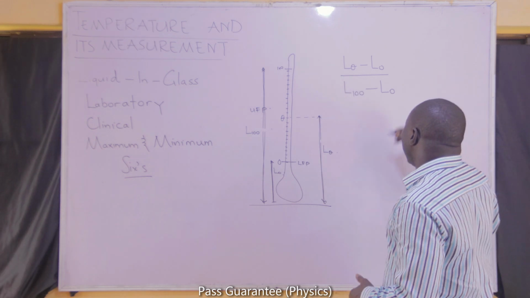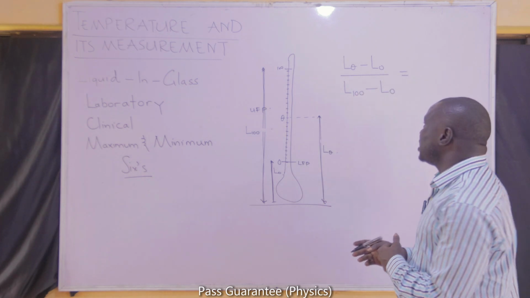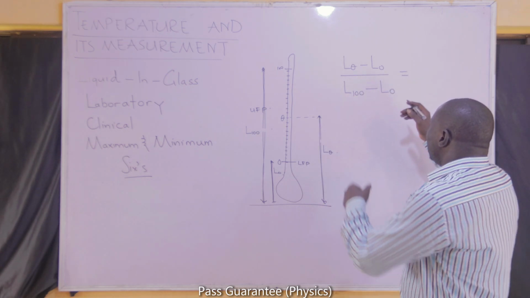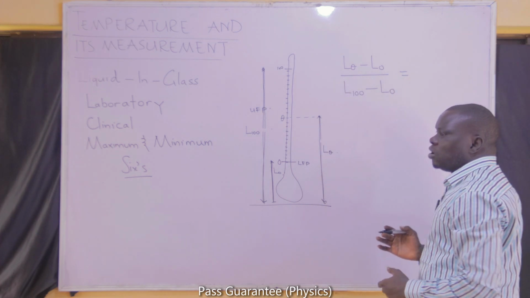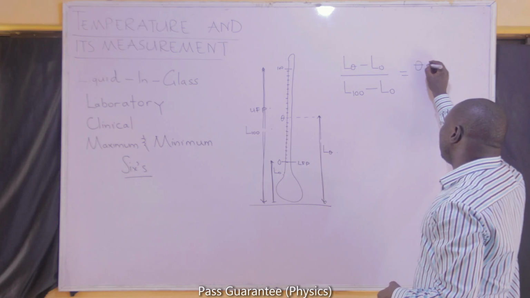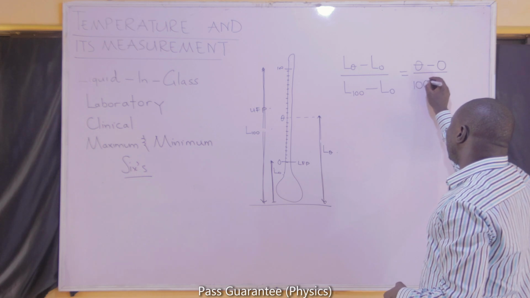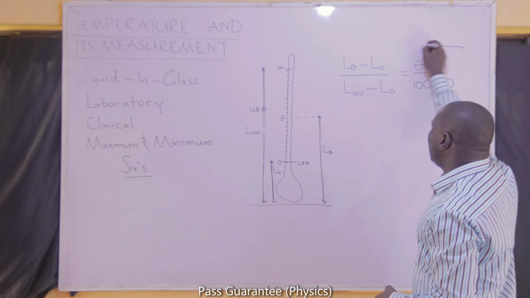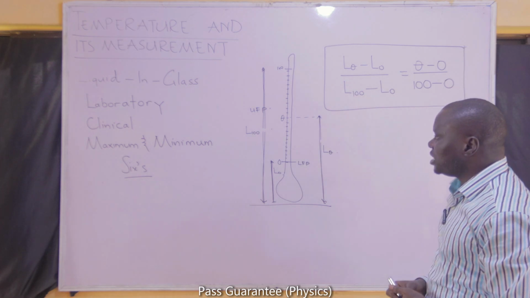So the way I've arranged the length, I will now also arrange the temperature like that. It means the ratio of the difference between their lengths must also be equal to the ratio of the difference between their temperatures. So this must be equal to theta minus 0 all over 100 minus 0. And this will give us the formula that I need to use.